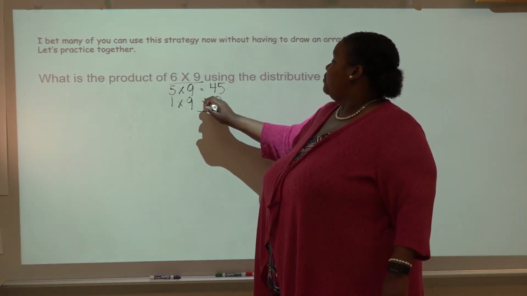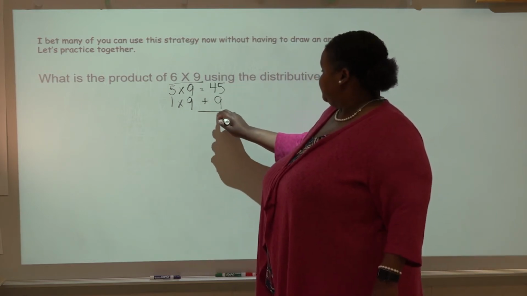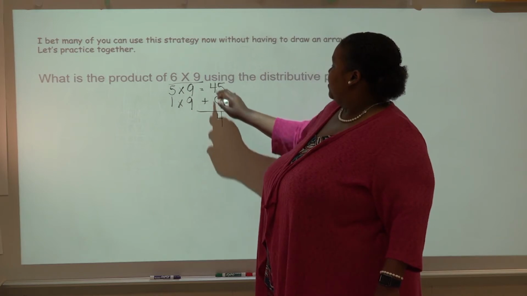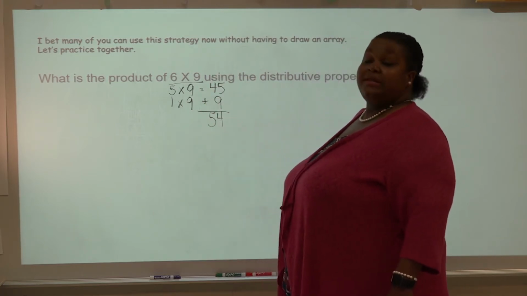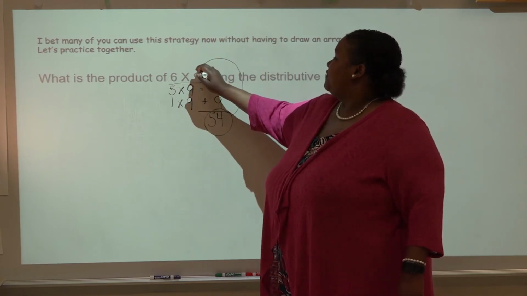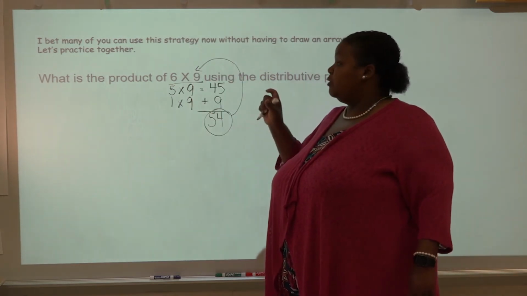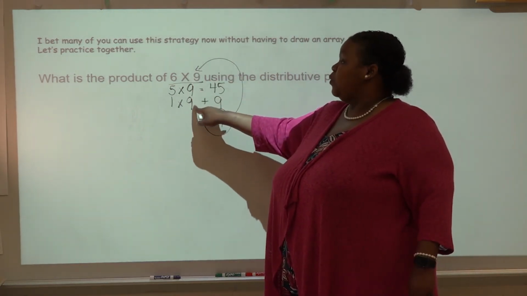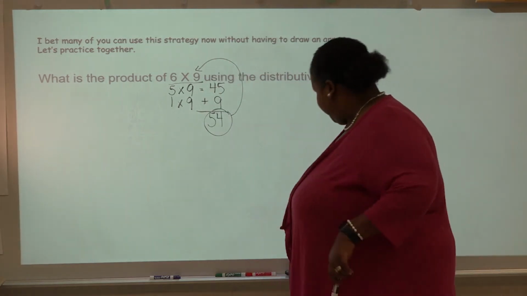I'll add my 2 products together. 5 plus 9, 14. Carry the 1. 1 plus 4, 5. So 6 times 9 equals, I'm circling, 54. I made my 6 times 9 into 2 smaller pieces, 5 times 9 and 1 times 9. Put them back together again. My product is 54.